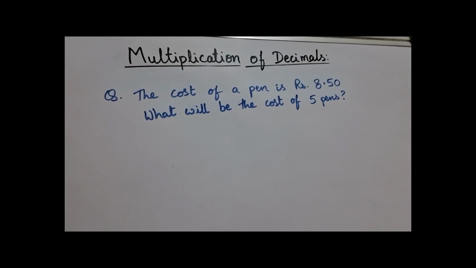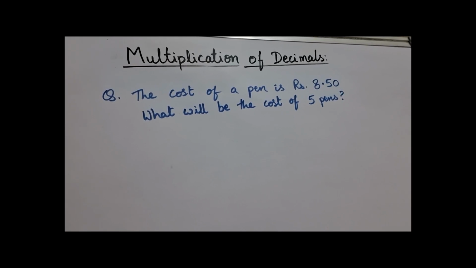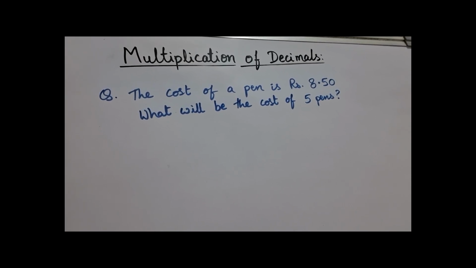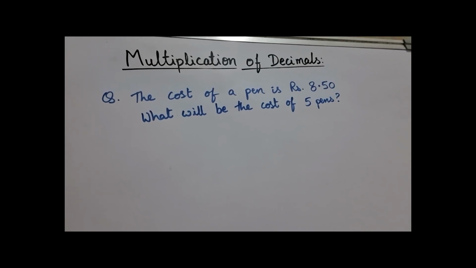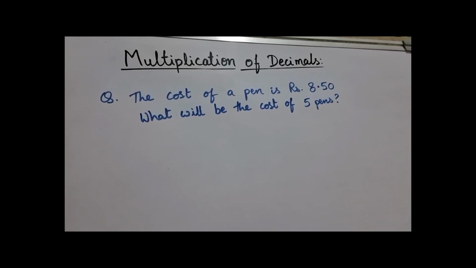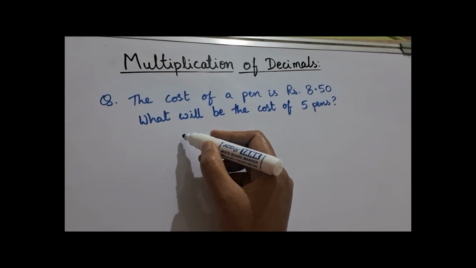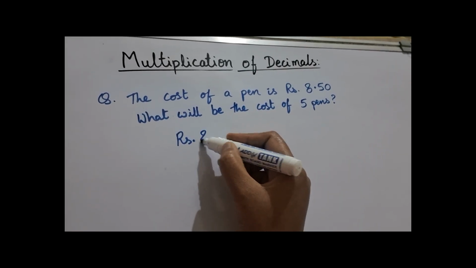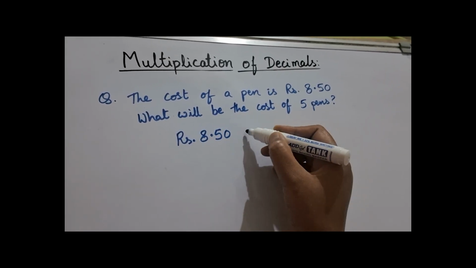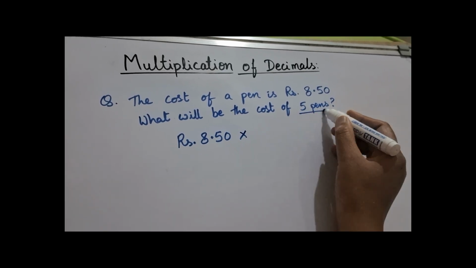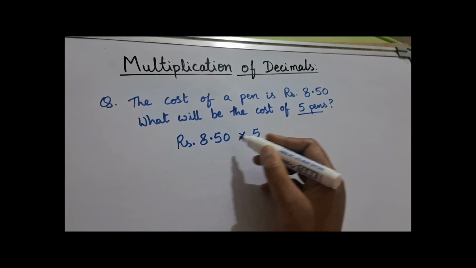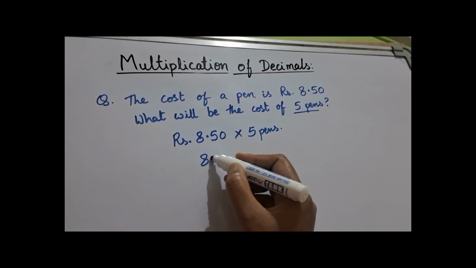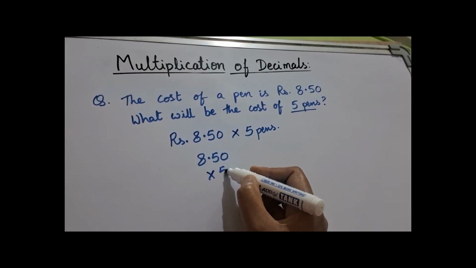For this, let us consider this question. The cost of a pen is 8.50, that means 8 rupees and 50 paisa. What will be the cost of 5 pens? Okay children. For this type of question we need to do multiplication. We have to find the cost of 5 pens, so the amount of 1 pen is multiplied with 5. That means that is a multiplication of a decimal number.